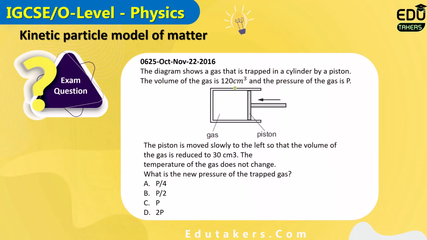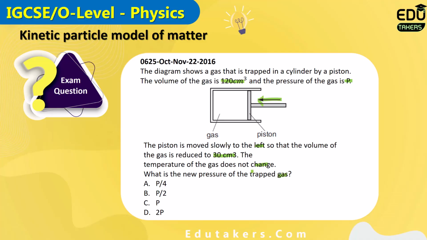Here is the exam question that appeared in October-November 2016. The diagram shows a gas that is trapped in a cylinder by a piston. The volume of the gas is 120 cubic centimeters and the pressure of the gas is P. The piston is moved slowly to the left. Now you are going to move the piston towards the left so that the gas is compressed, so that the volume of the gas is reduced to 30 cubic centimeters. The temperature of the gas does not change. What is the new pressure of the trapped gas?